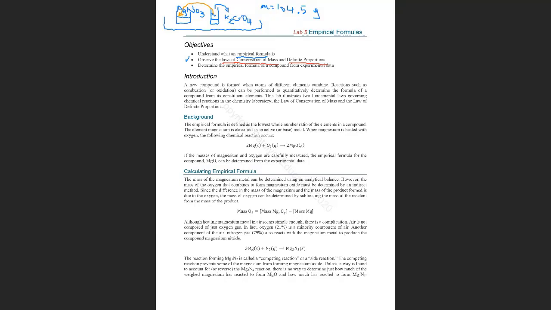After the reaction took place, I will place them again on the scale and I will record the mass of the whole thing. And the mass will be the same before the reaction and after the reaction. So this is what the law of conservation of mass means.